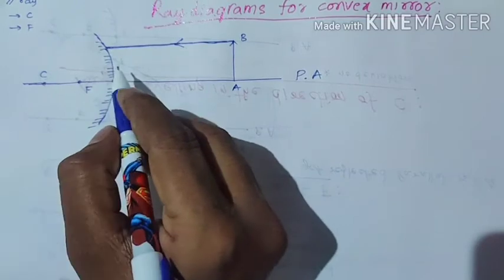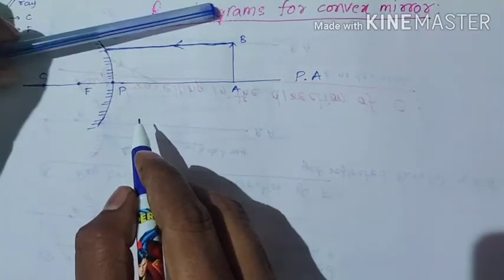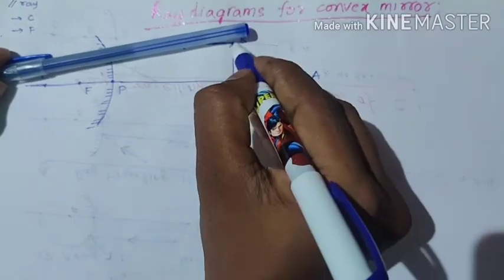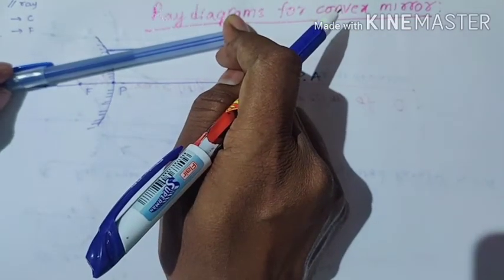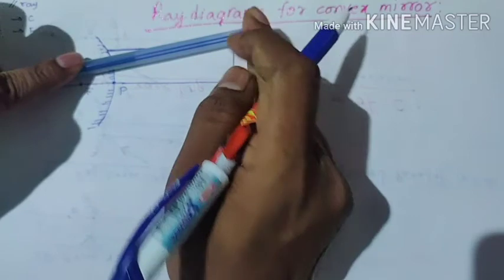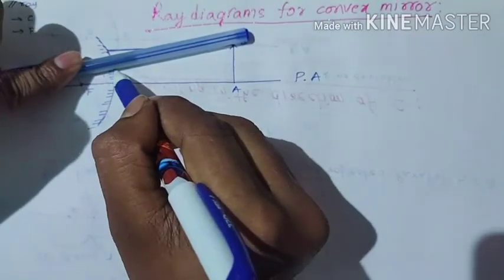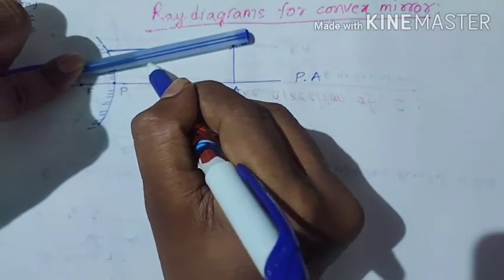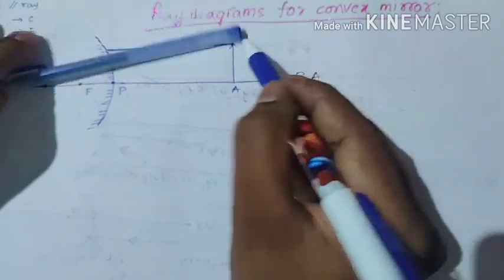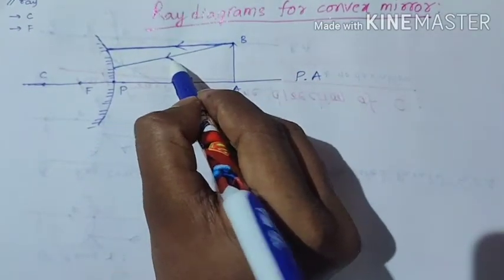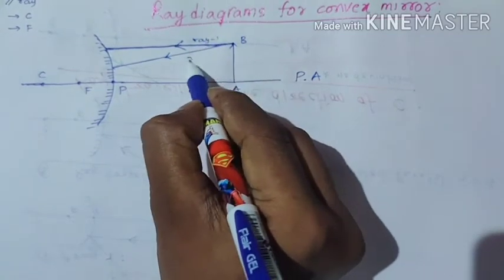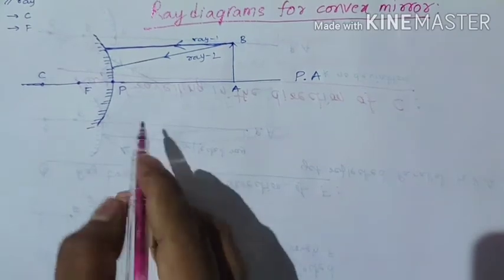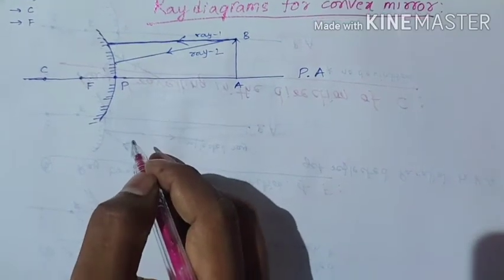So here I am taking the ray traveling in the direction of center of curvature. So thus I have taken two rays. This is ray 1 and this is ray 2. So now let us draw the reflected rays for this.